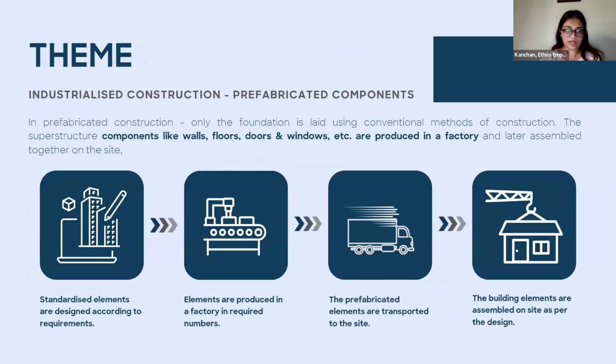With prefabricated construction, the foundation will be laid using only the conventional method of construction, but the superstructure components like the walls, floors, doors and windows, etc., can be produced in a factory, then transported to the site and assembled later. The first step in this process is standardizing all these elements and designing them according to requirements, and then these elements will be produced in the factory in however many numbers you require. Then the prefabricated elements will be transported to the designated site and the building elements will be assembled there.